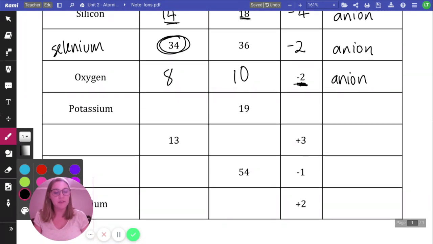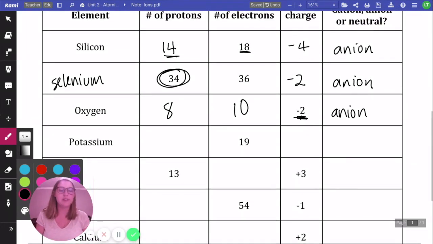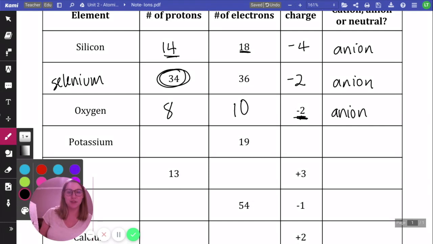Okay, for our next one, we have our element and we have our number of electrons. We need to figure out everything else. All right, so this time it is potassium, which is actually K. And there it is on our periodic table. It is number 19. So that means it has 19 protons since its atomic number is 19.